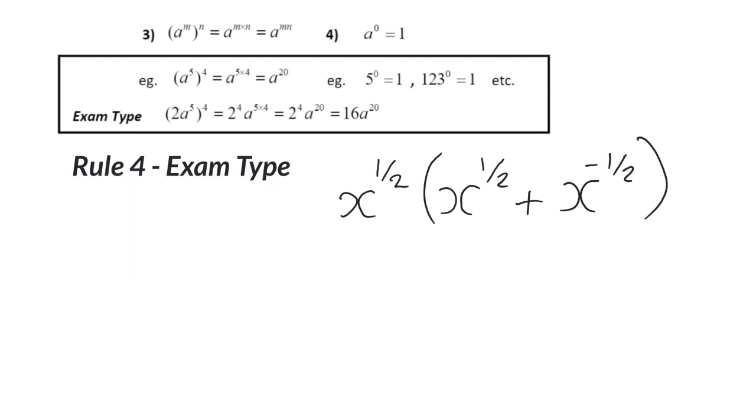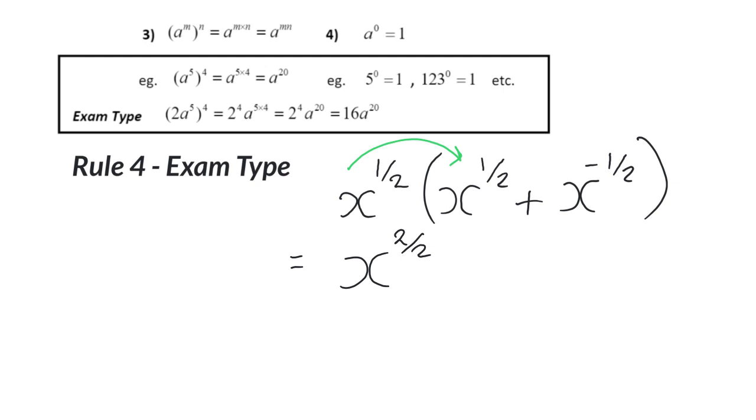So x to the power of half, if we multiply the terms outside and inside the bracket, we start off with x to the power of half times x to the power of half. That's going to give us x to the power of a half plus a half, which is 2 halves.